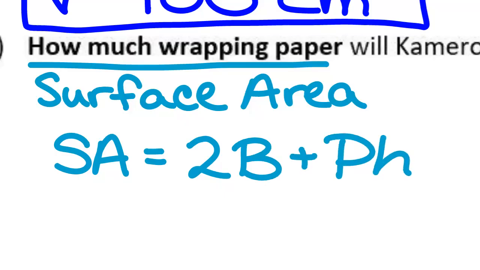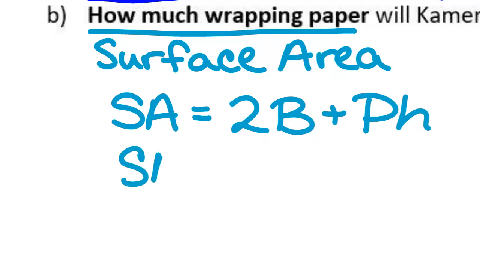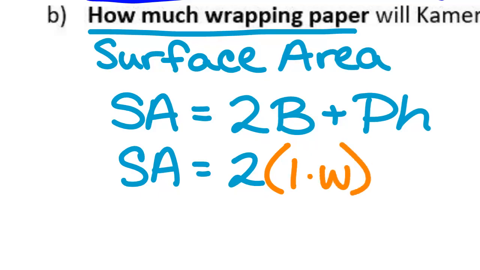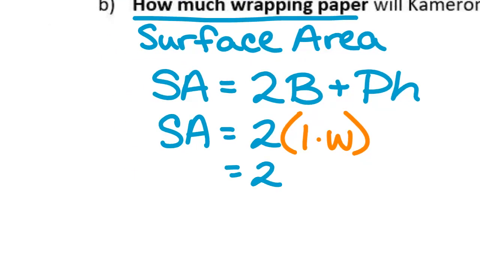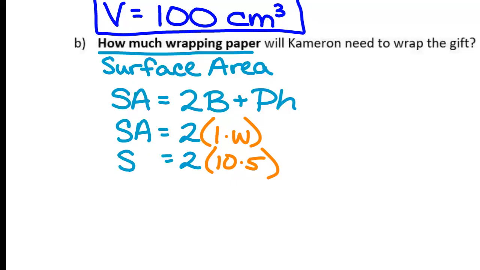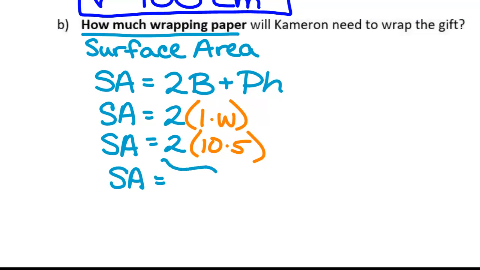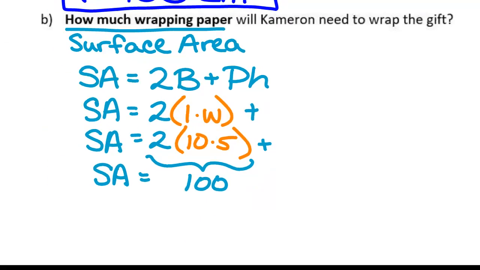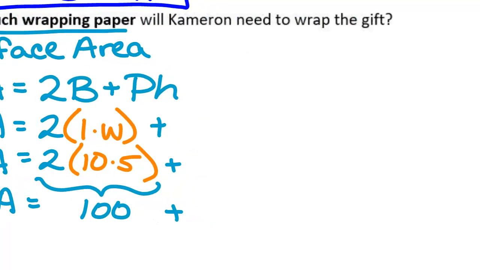Yes, 2 times the area of the base plus the perimeter times the height. You guys already told me that the base is a rectangle, and we find the area of that rectangle by doing length times width. So I would have 2 times the length and the width. We said they were 10 and 5. What do I get when I do 2 times 10 times 5? I get 100. So 100 plus the perimeter times the height would be the lateral area.